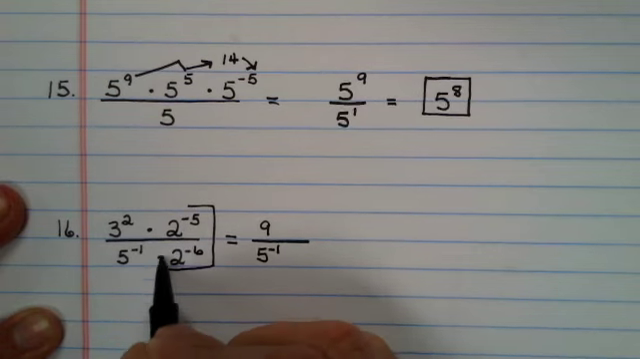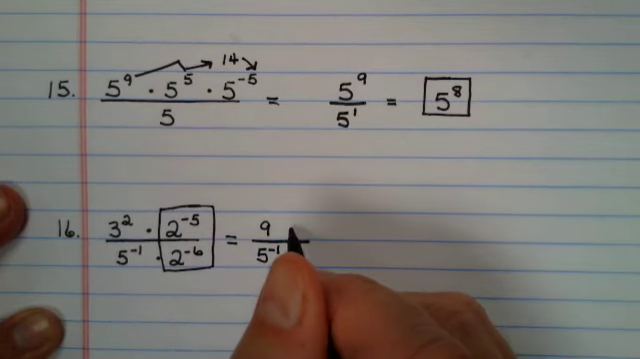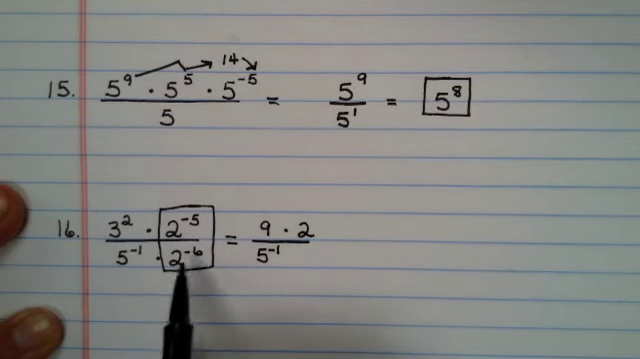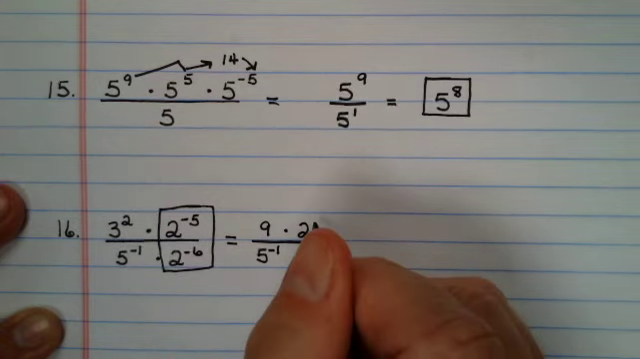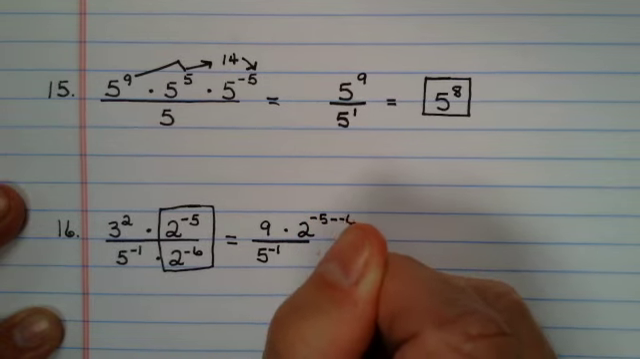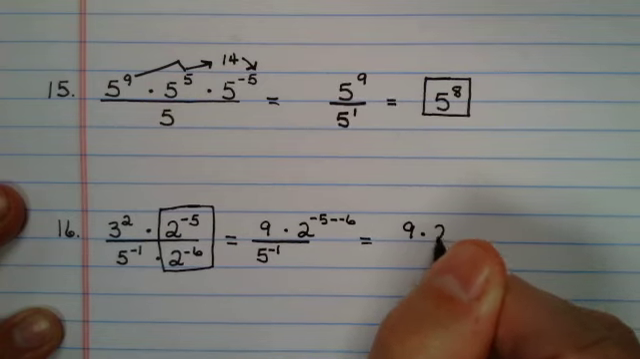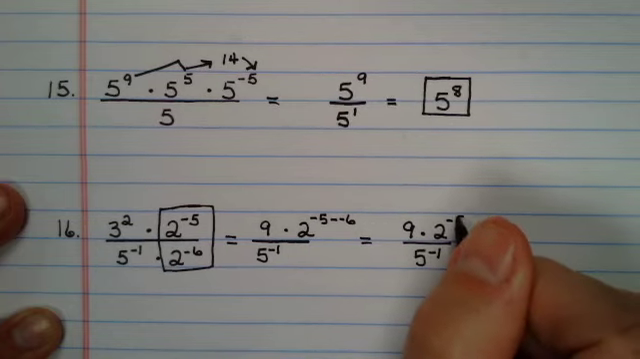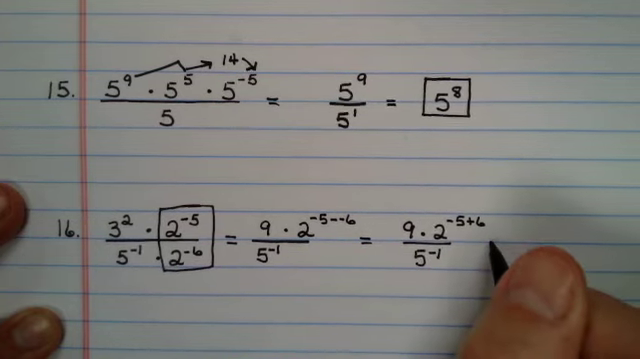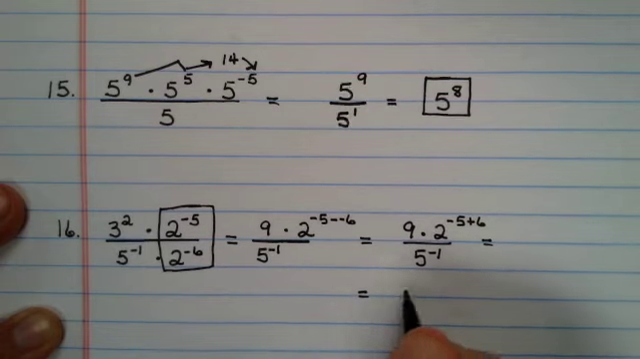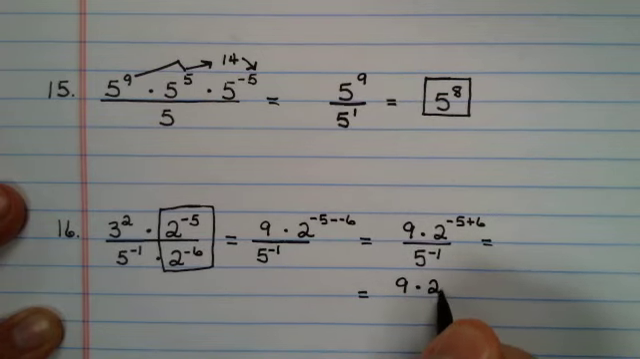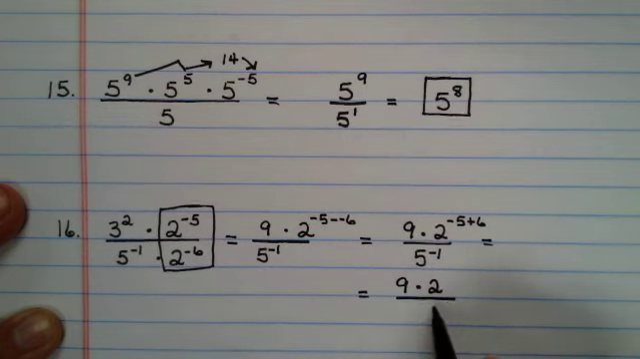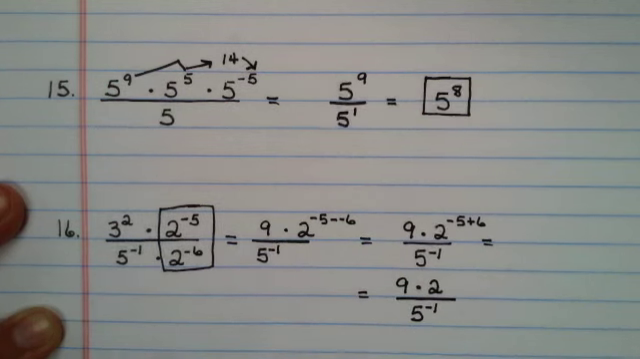I'm going to take these two right here. I'm going to write down the base in the top. And what are you supposed to do with these numbers when you're dividing? Subtract. That's going to be negative 5 minus a negative 6. 9 times 2, 5 to the negative first power. This is going to be negative 5 plus 6. 9 times 2, because negative 5 plus 6 is 1. Don't have to write that exponent of 1. 5 to the negative first power.